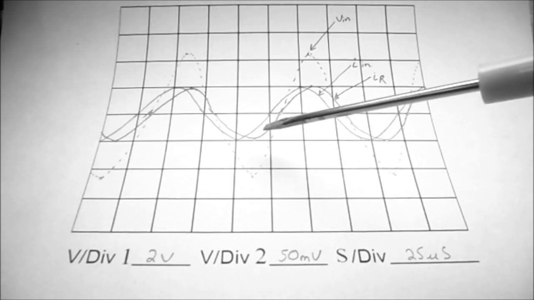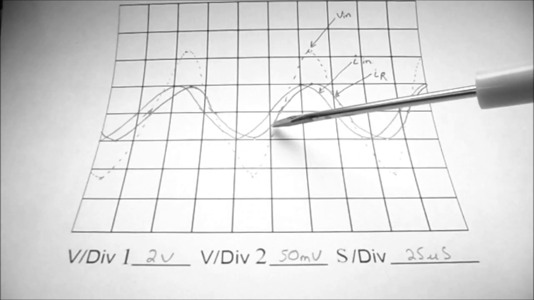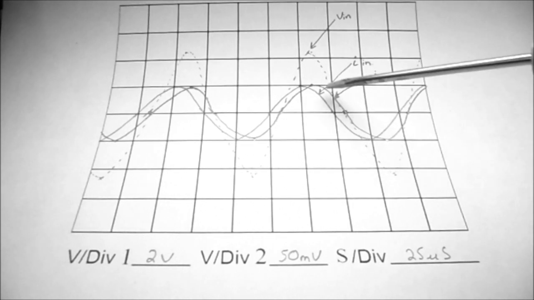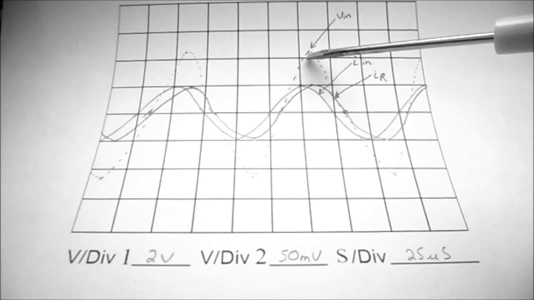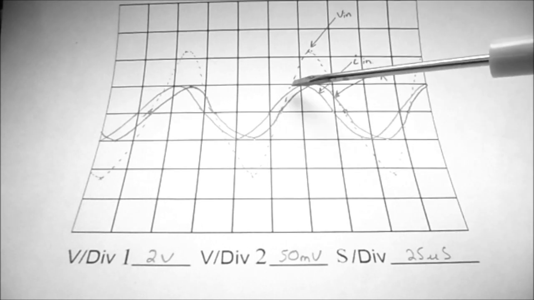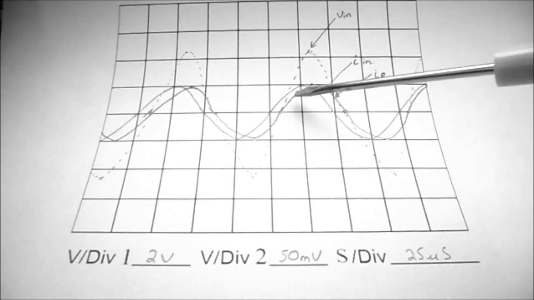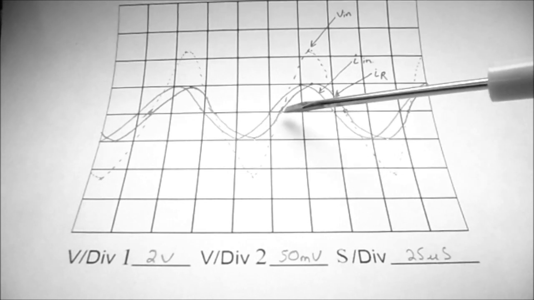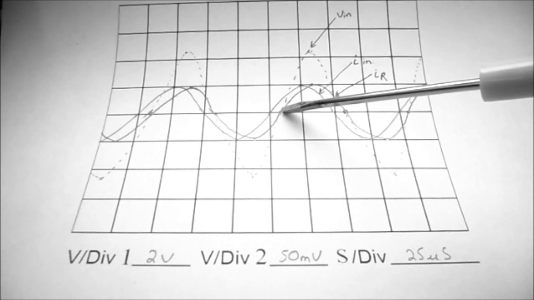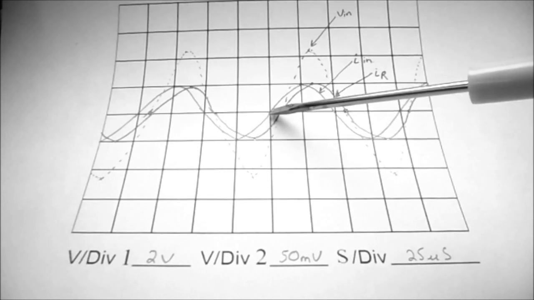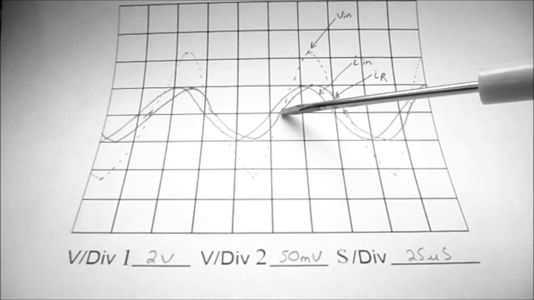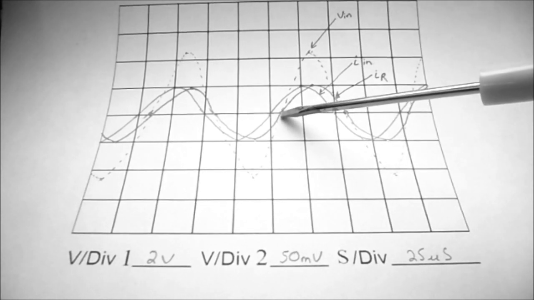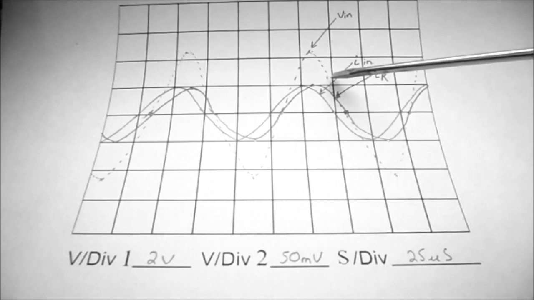So once again, I've drawn in my waveform for IR. Remember, IR is in phase with VN, which I put in with a dotted line when I was drawing IN. But I wanted IN to go through the 0 crossing line. So you can see that IR is now lagging IN. It's in phase with VN, but it's actually lagging IN.